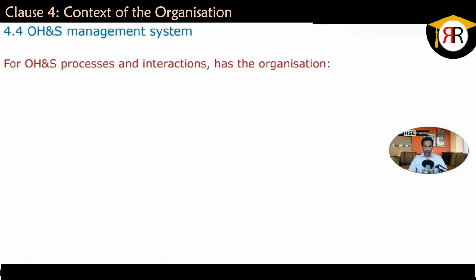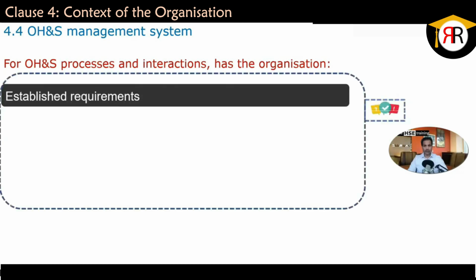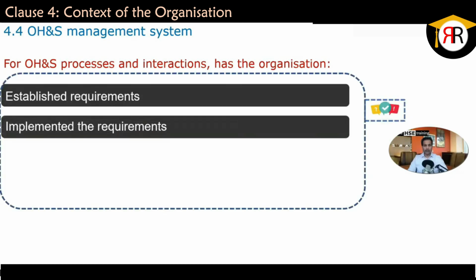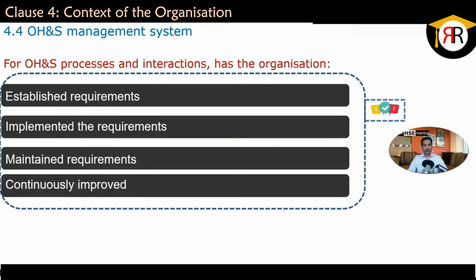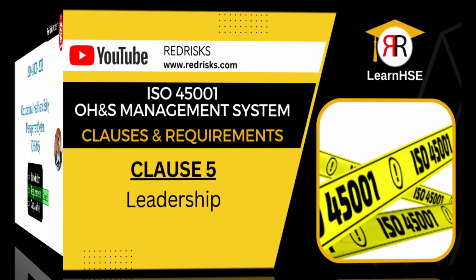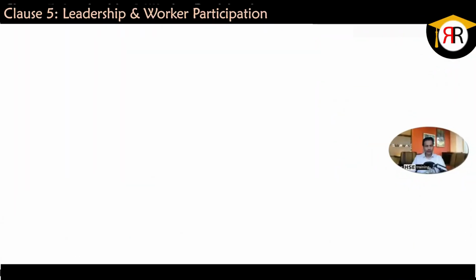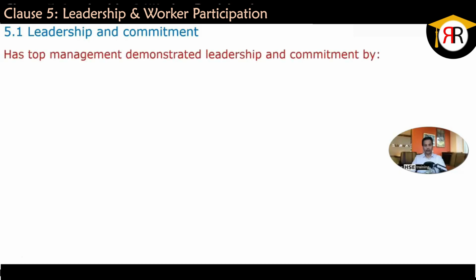Subclause 4.4 is about the OHS management system. And here we're looking at whether the organization has established requirements, whether it has implemented the requirements, whether it has maintained the necessary requirements, and whether there is evidence of continuous improvement. Clause 5 is about leadership and worker participation, and subclause 5.1 is about leadership and commitment.